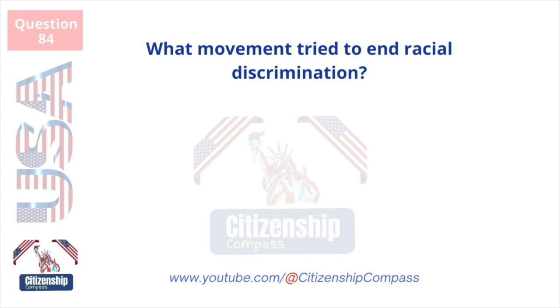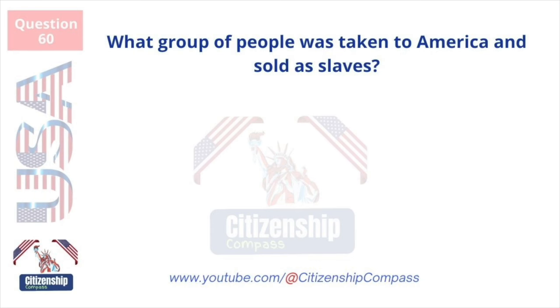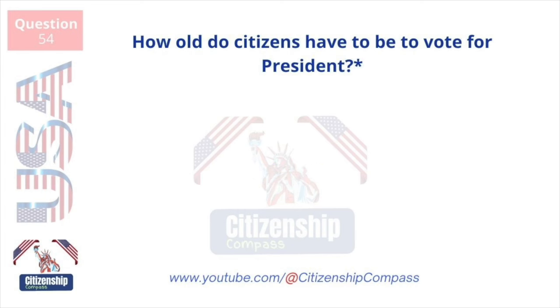What movement tried to end racial discrimination? Civil rights movement. What group of people was taken to America and sold as slaves? Africans. How old do citizens have to be to vote for president? Eighteen and older.